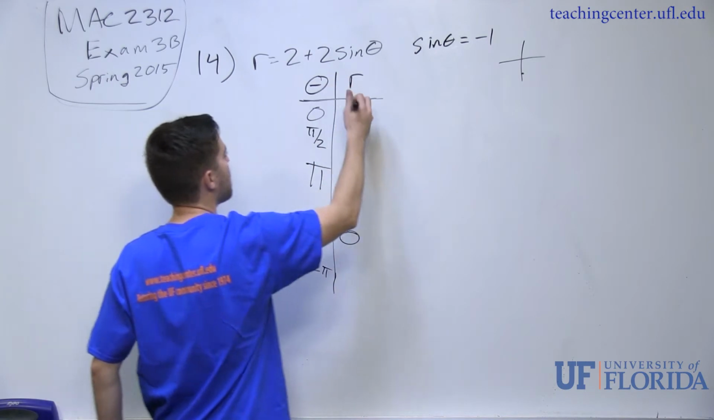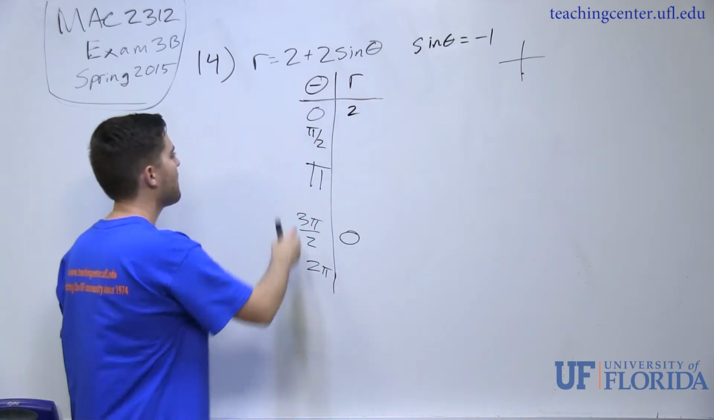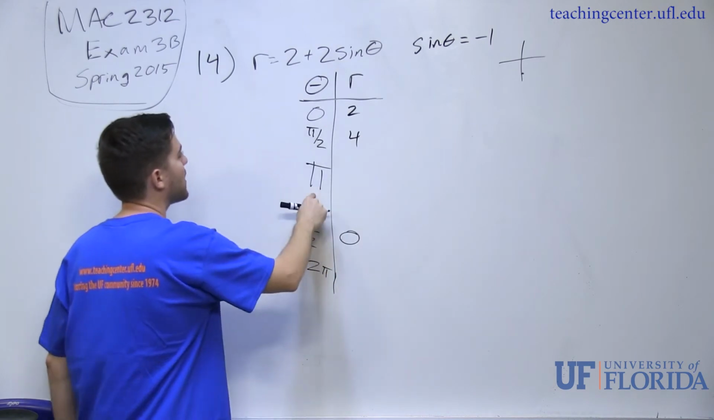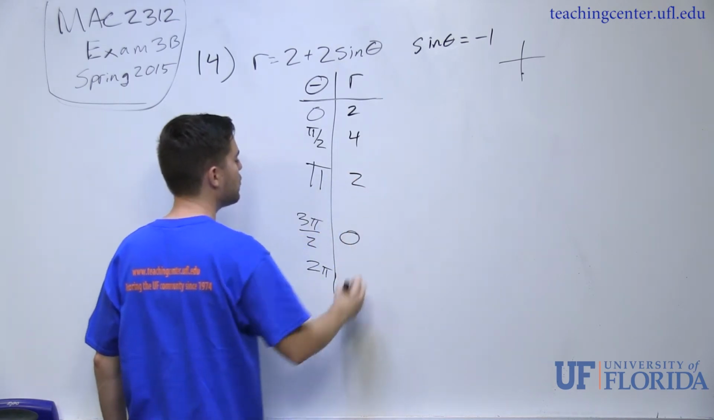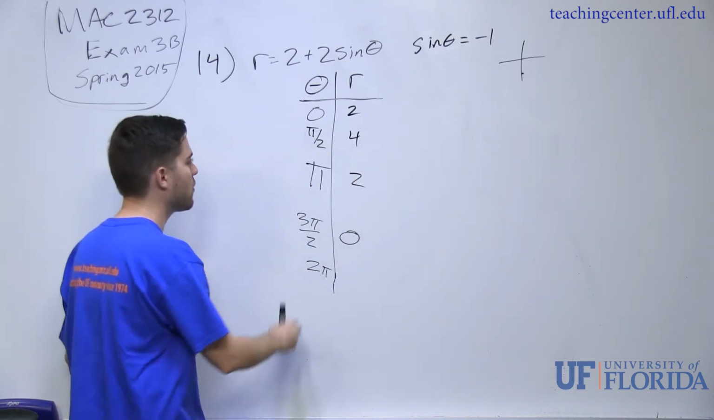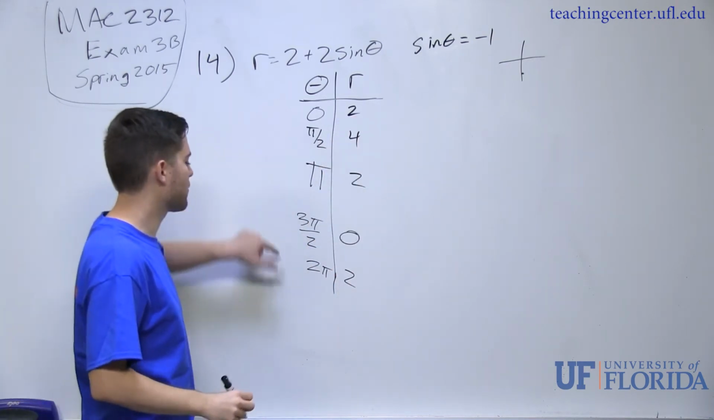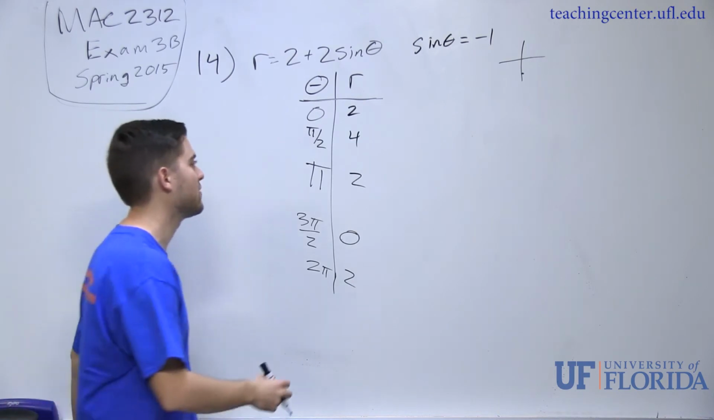So if I plug in 0, I end up getting a radius of 2. If I plug in pi over 2, I end up getting a radius of 4. If I plug in pi, I end up getting a radius of 2. 3 pi over 2 we already knew was 0. And 2 pi will get us right back to the solution 2, because 0 and 2 pi should always have the same solution in this case.